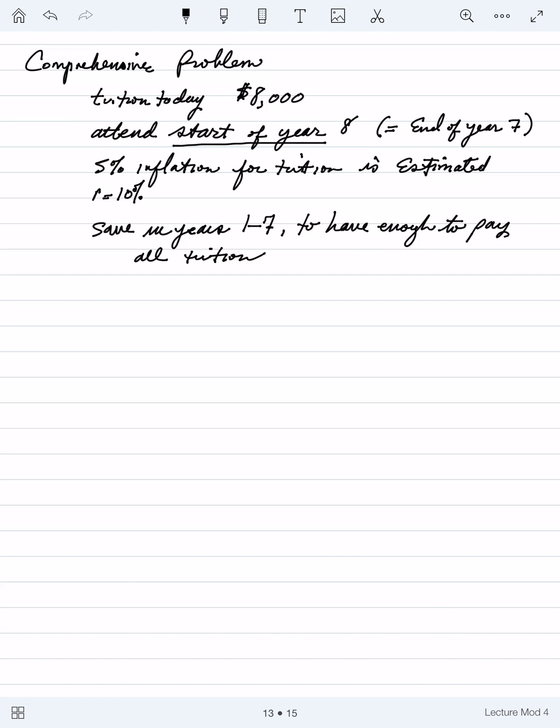Okay, so she's going to start college in year 8 when she makes her first tuition payment, which is, remember, the end of year 7. So the future value and the present value of each tuition payment looks like this. So we could say end of year 7, 8, 9, and 10, because she has to make those payments at the start of years 8, 9, 10, and 11.